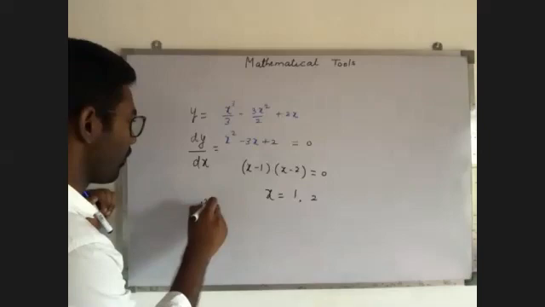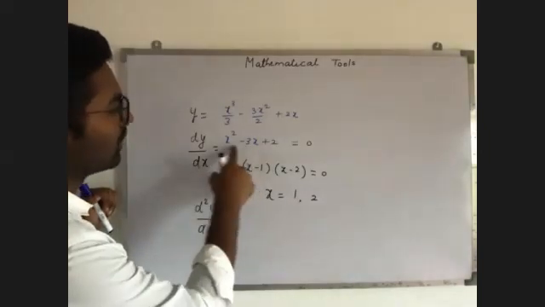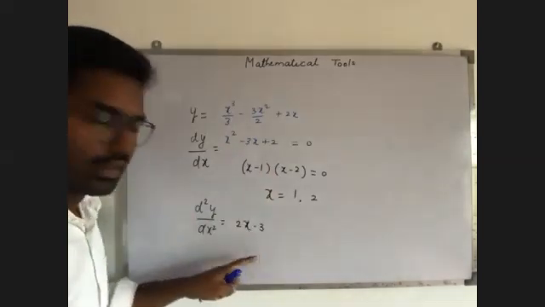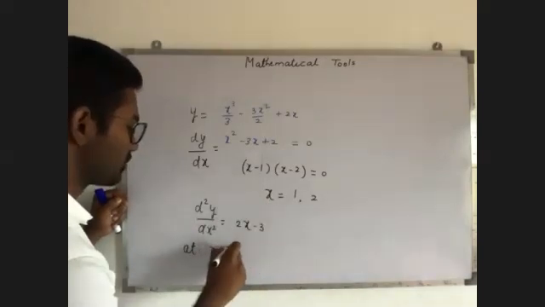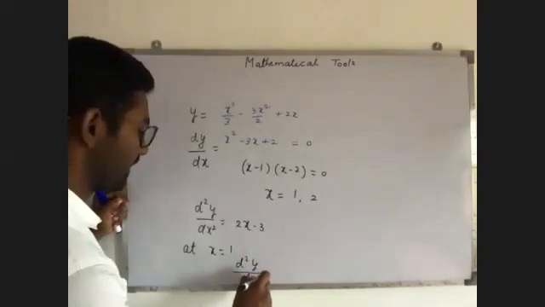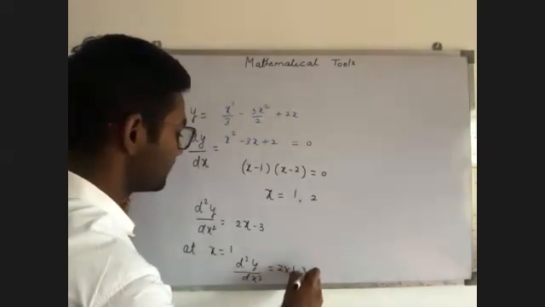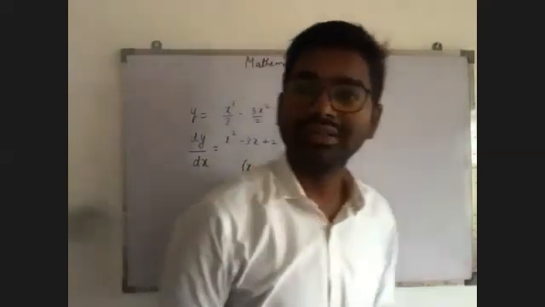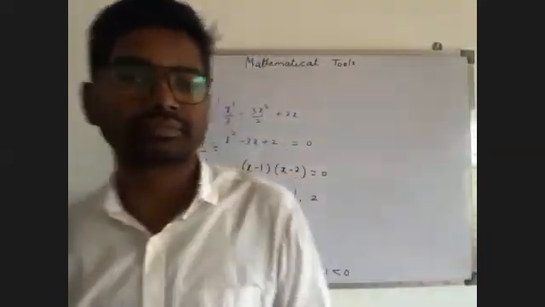So if I calculate d2y over dx square, it is nothing but 2x minus 3. Now at x equals 1, d2y over dx square is 2 into 1 minus 3, that is minus 1, less than 0. When d2y over dx square is less than 0, what happens? Maxima or minima?